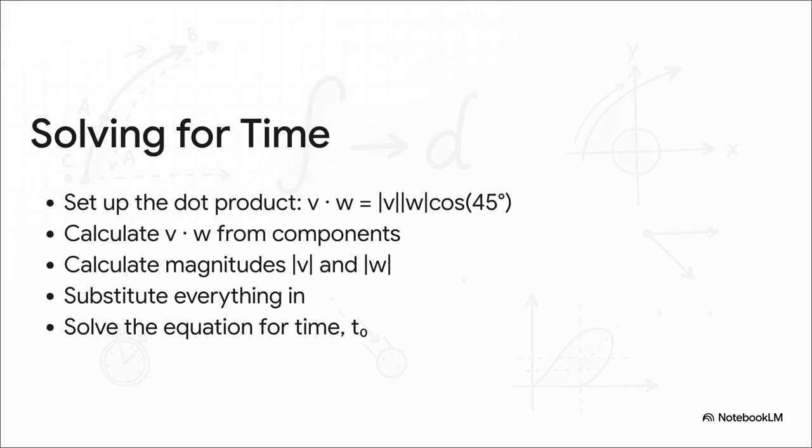So here's our plan of attack. We set up the dot product equation for our velocity and acceleration vectors, and we plug in 45 degrees for the angle. Then we calculate the dot product using the vector components. After that, we calculate the magnitude, or length, of each vector. We substitute all those pieces into the formula, and the only thing left that we don't know will be t. From there, it's just an algebra problem.